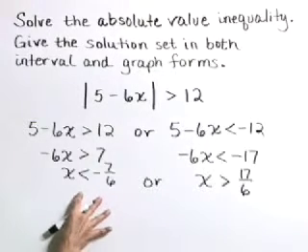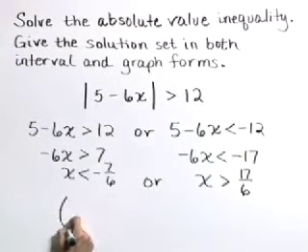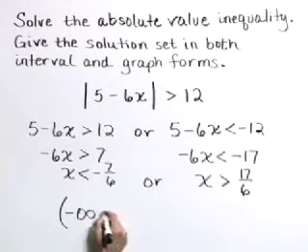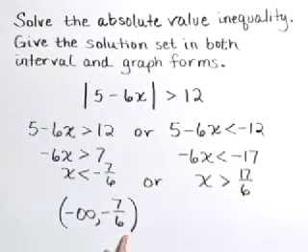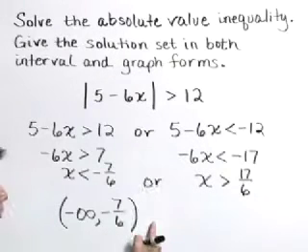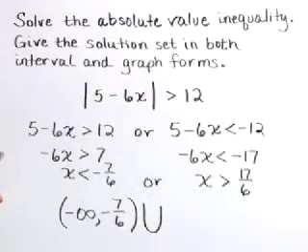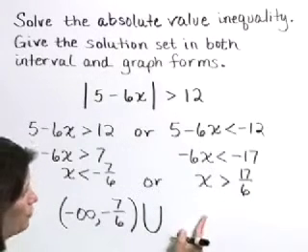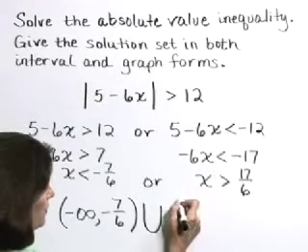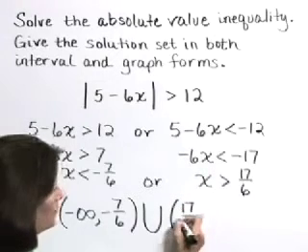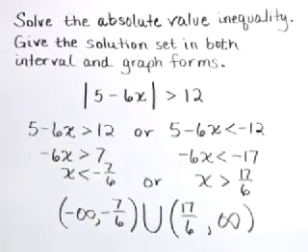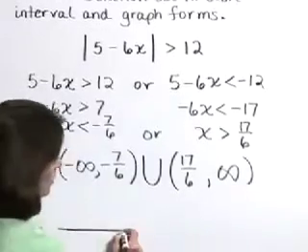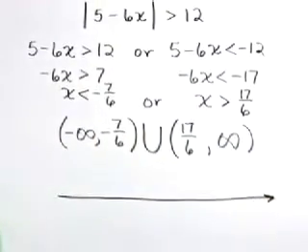Let's write our answer in interval notation as, with our first grouping, all values from negative infinity up to negative 7/6, not included, as indicated by the parenthesis, or we can use the union symbol for that word. With our second group, we're looking at values greater than 17/6, so from 17/6, not inclusive, up in the direction of positive infinity. As a last step, we'll also graph our solution.